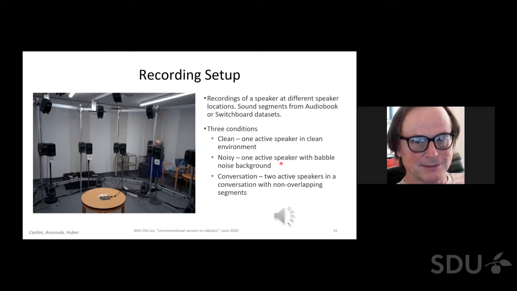So now we wanted to quantify how well you can actually localize somebody. And so we went to a recording setup where we have a set of speakers, in a room at the University Hospital. And then we put the cochlea in the middle of this circle of speakers. And so we did recordings of a speaker at different speaker locations. The sound segments come from an audiobook or switchboard data set. So I play a sentence here so you have an idea of the audio.